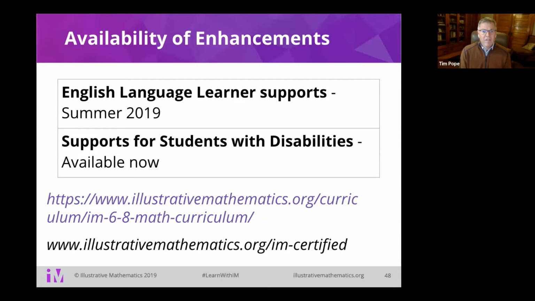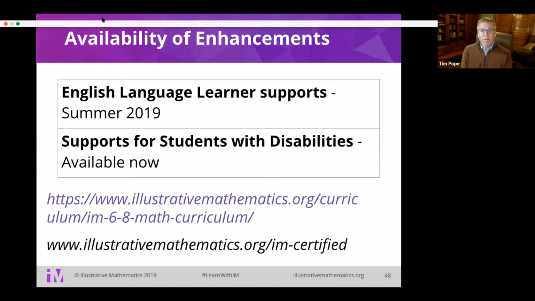I also put in the URL there, the top one in purple is for the demo version of our curriculum. So that's another place where you can go if you want to take a look at the changes right now, the supports for students with disabilities and the other changes, like I said, that were just presented. So that is how you get to look at what we've done.